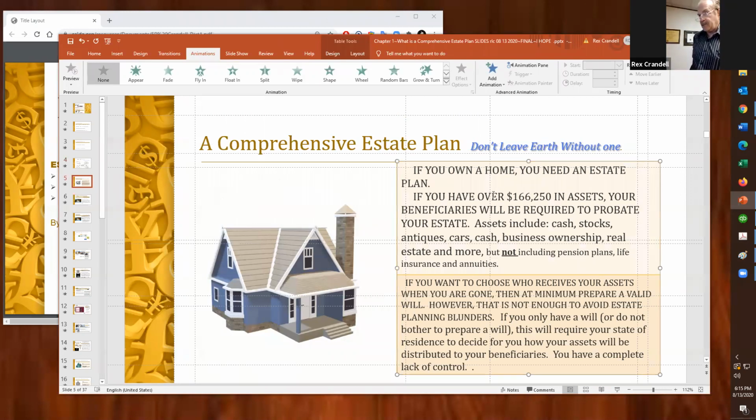And the reason is if you have over 166,250 in assets, then your beneficiaries are going to have to do a probate to get the assets in their name. This you'll see in a lot of publications still says 150,000, and it was upgraded at the beginning of this year. All the assets that need to be titled count: cash in a bank account, stocks, antiques, business ownership, real estate.